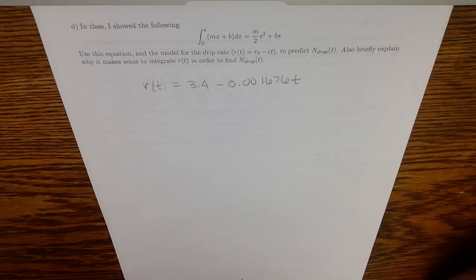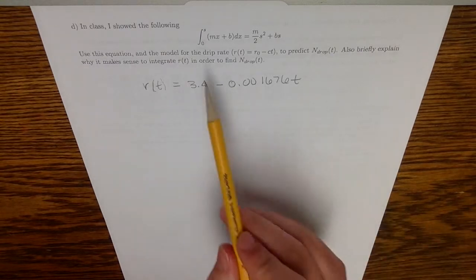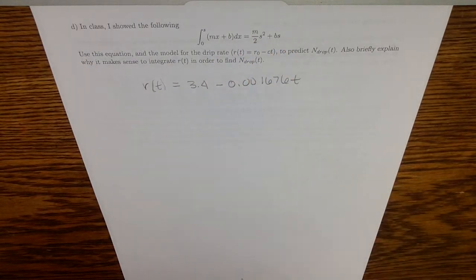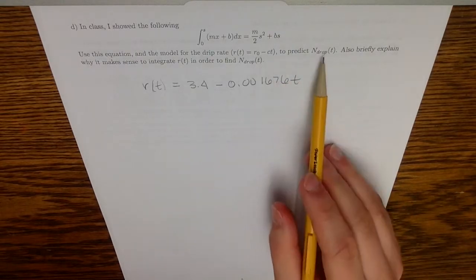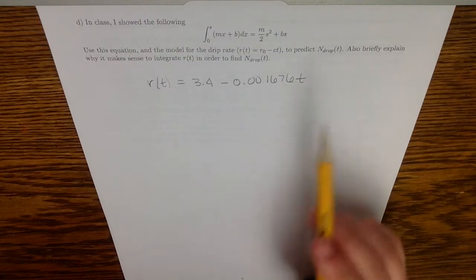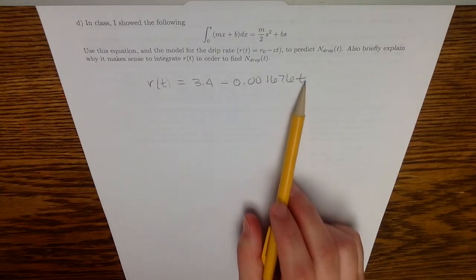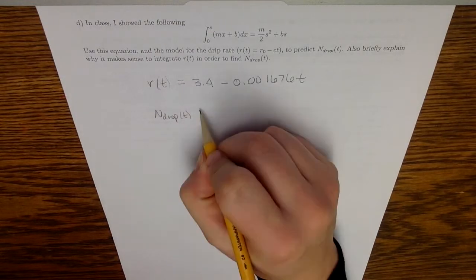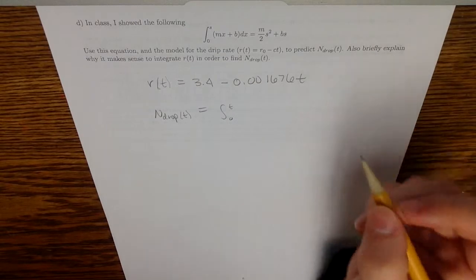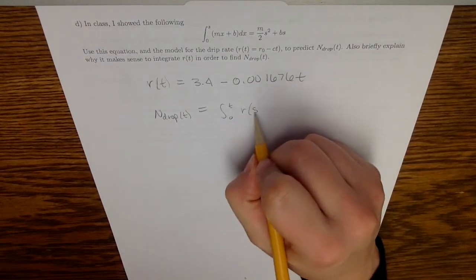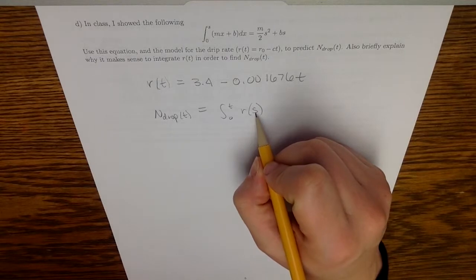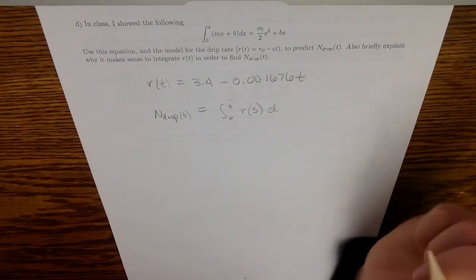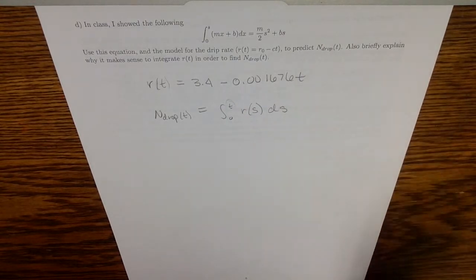Okay, so part D says that we know the integral of a line, it's m over 2 s squared plus bs. So we're going to use this equation and the model for the drip rate to predict the number of drops. We have that the rate is some linear function, so n drop of t is the integral from 0 to t of r of s, and I'm using a variable that's not t so that it's clear it's not what we're integrating over, because t is what we're going to plug in at the end. So r of s ds.